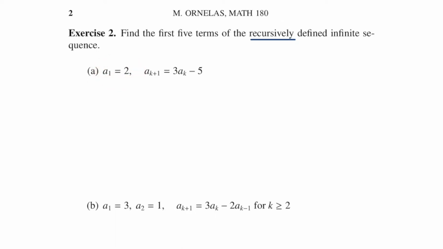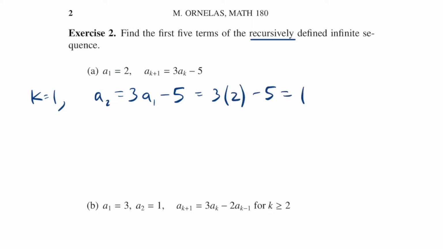So let's now find the second term, a sub 2. Well, if we're looking for a sub 2, that means k has to be 1. So k has to be 1. That means we have 1 plus 1, which is 2, equals 3 times a sub 1 minus 5. But a sub 1 is 2, it's given to us. And so now we get 1.